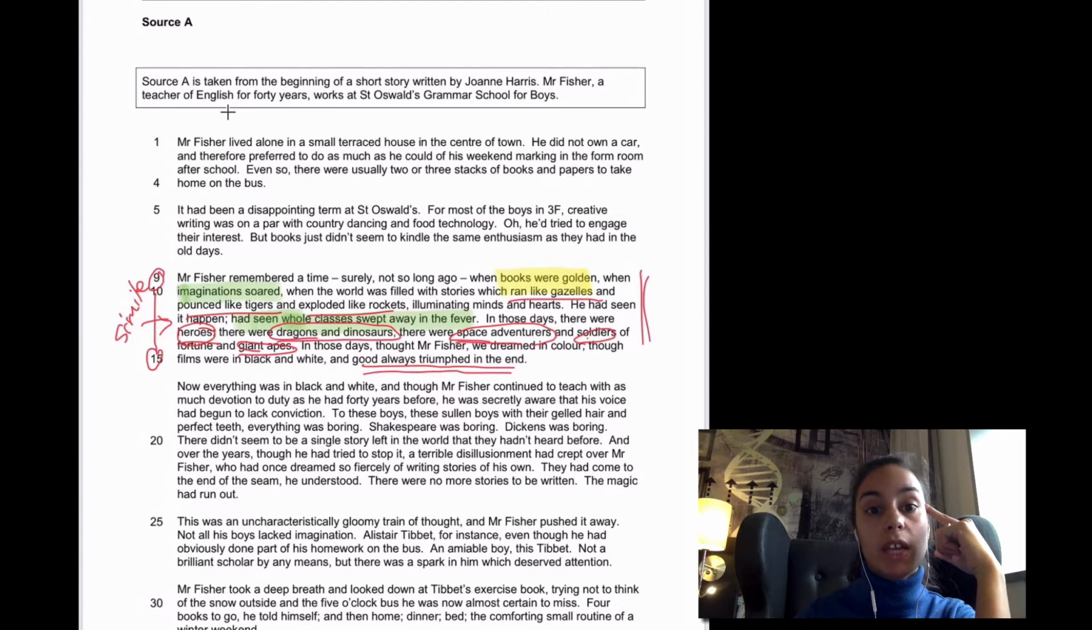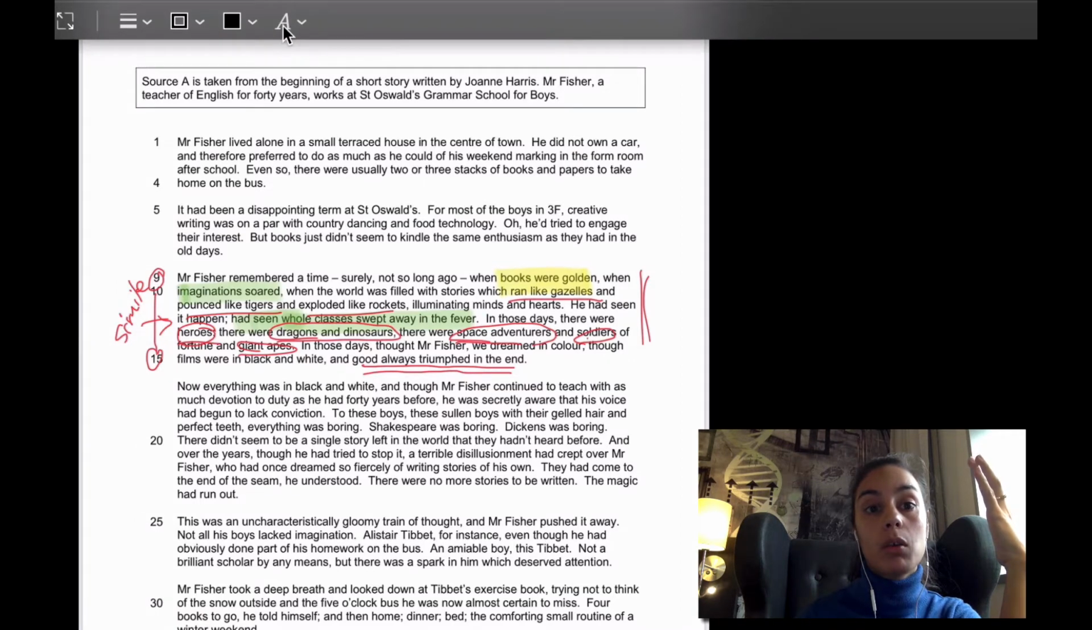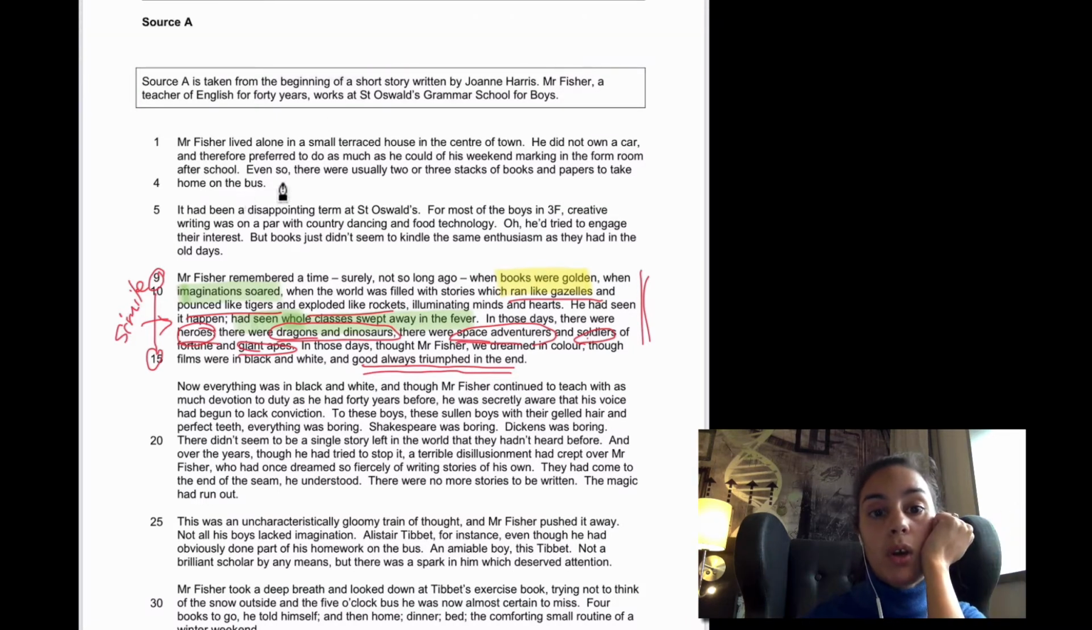Fisher, a teacher of English for 40 years, works at St Oswald's Grammar School for boys. So remember, let's look at the beginning. So our first point is to look at, well, what does he say in the beginning? Okay, so the very beginning of the story.